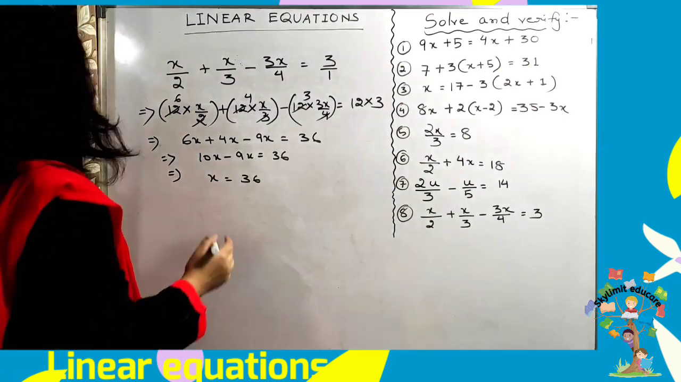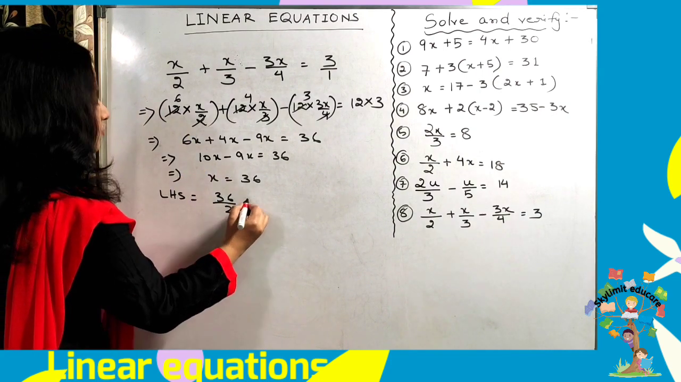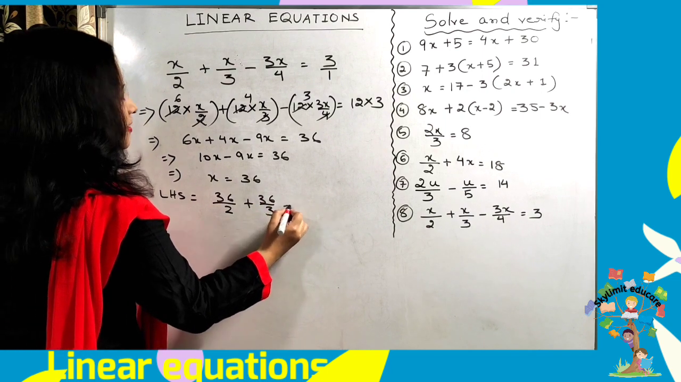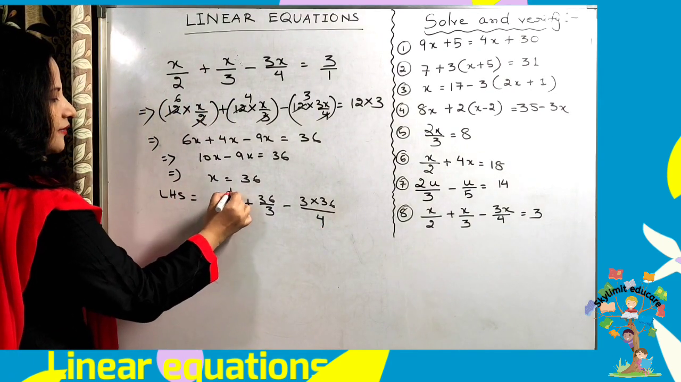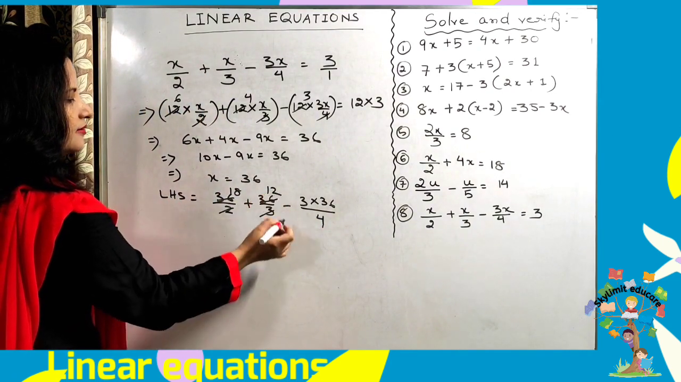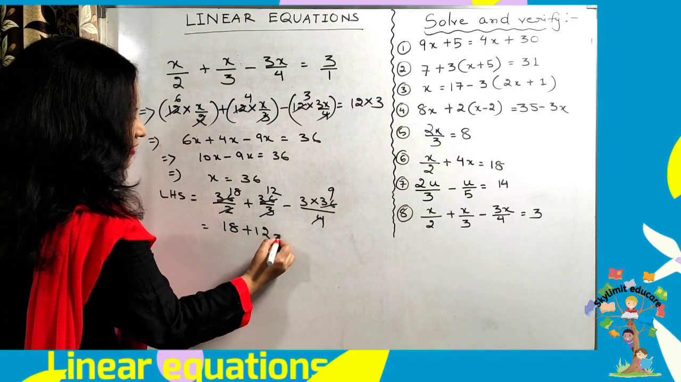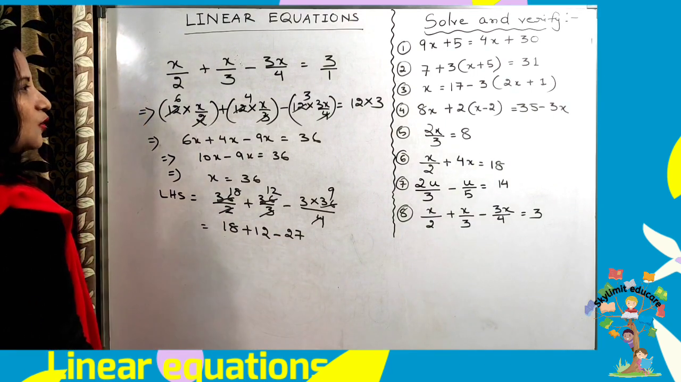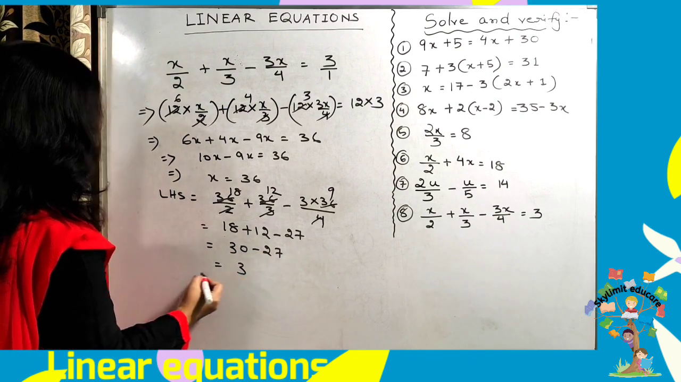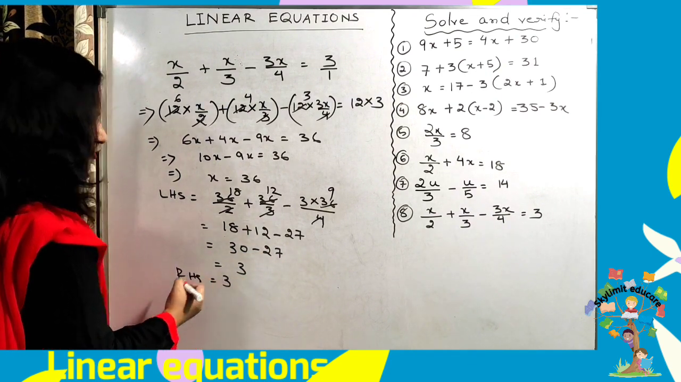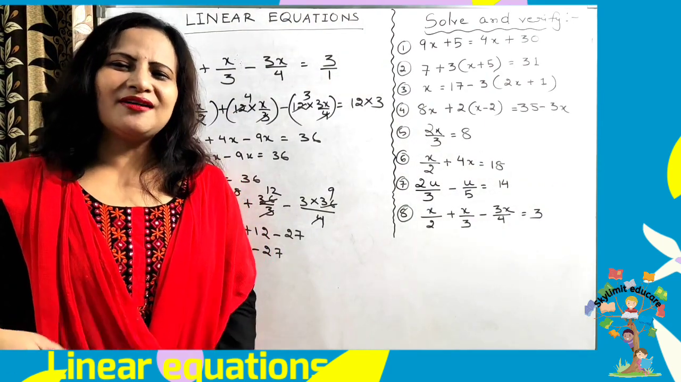Let's verify it. So the left hand side, let me write down in place of x: 36 by 2 plus 36 by 3 minus 3 multiplied by 36 by 4. Okay. So I got here 18, here 12, and here 4 9s are 36. Let me check: 18 plus 12 minus 27. So I will be getting 30 minus 27, that is equal to 3, and your right hand side is also given as 3. So it proves that the equation is correct. Okay. We have already verified.